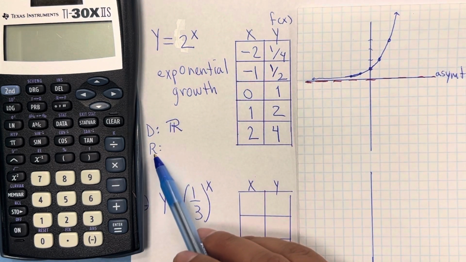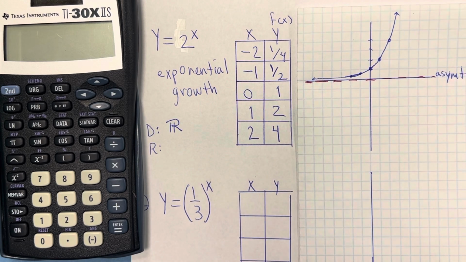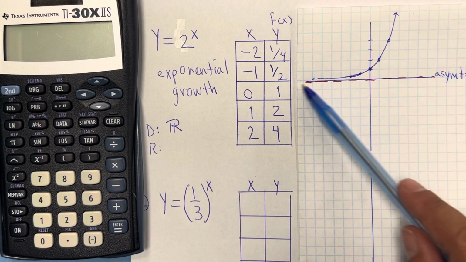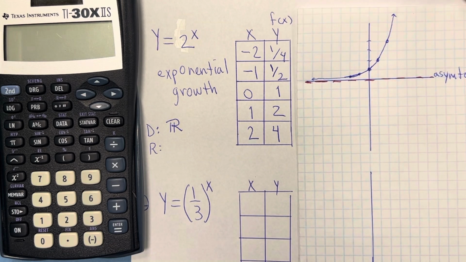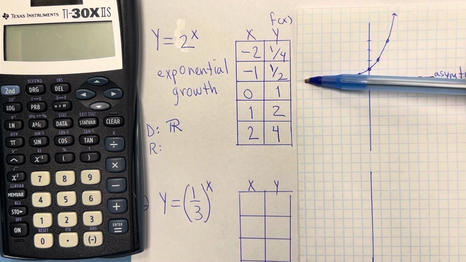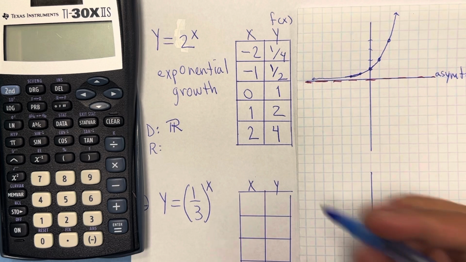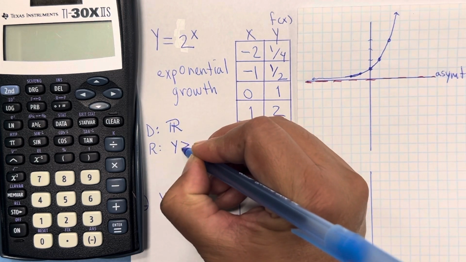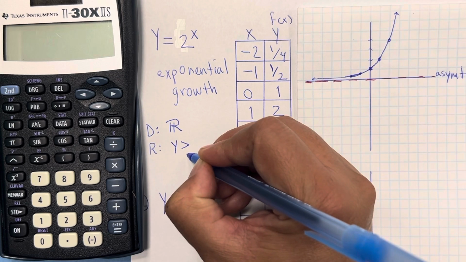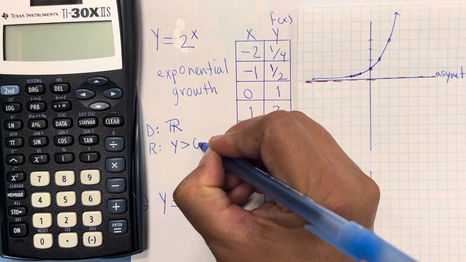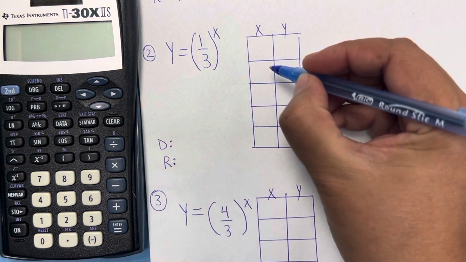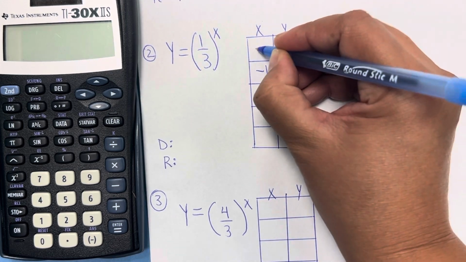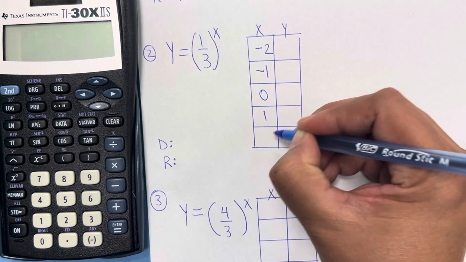For the range, that's the values of y. Since this graph has an asymptote, meaning that it doesn't touch that 0, y is going to be greater than that. We don't know how close it will get, but it never touches 0. So for the range, y is greater than 0, not equal, because it doesn't touch 0. Okay, for the next one, we're going to choose the same values, 0, -1, -2, +1, +2.